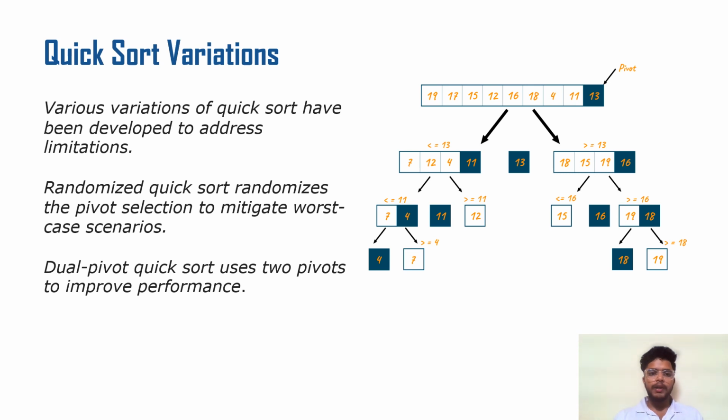The quicksort variations. Various variations of quicksort have been developed to address its limitations. Randomized quicksort randomizes the pivot selection to mitigate worst case scenarios. Dual pivot quicksort uses two pivots so as to improve performance.